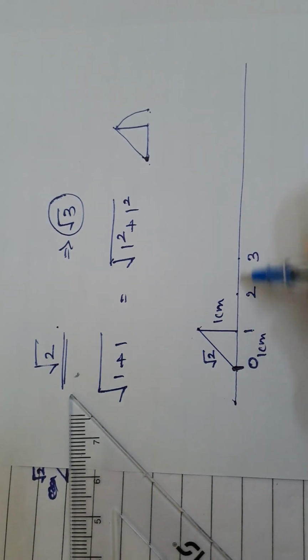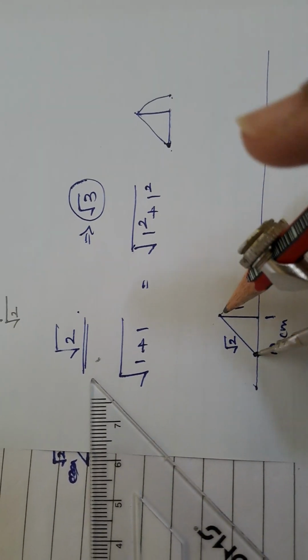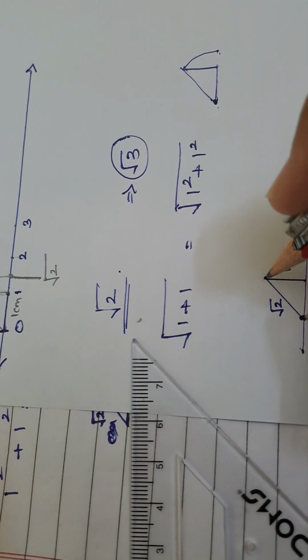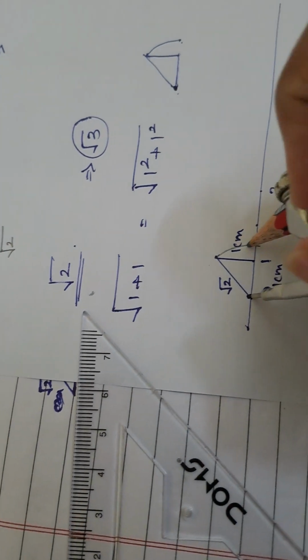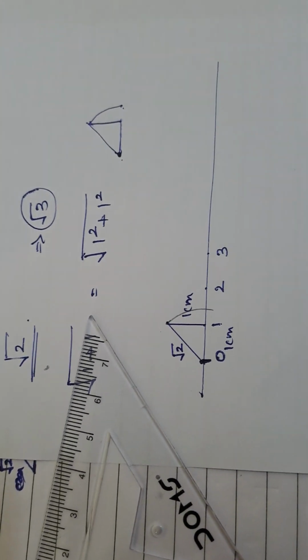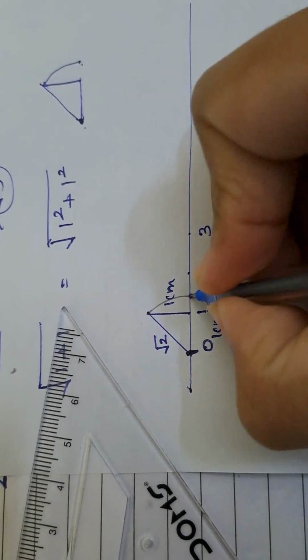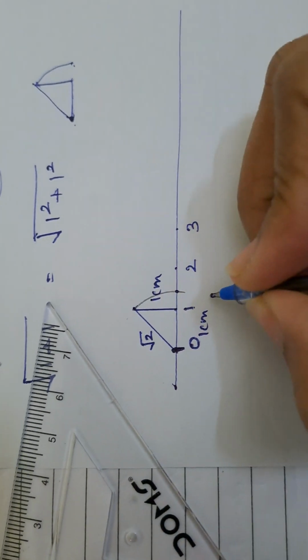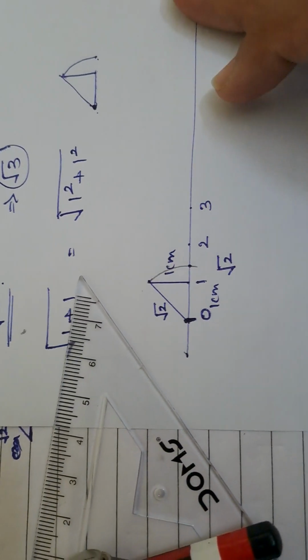So for me to mark it down on the number line, I'm going to place it on the 0, measure this root 2 distance. This is root 2 measured, and I am going to drop it down. So this point at which this has come, this is my root 2. So I am going to write here root 2 units.